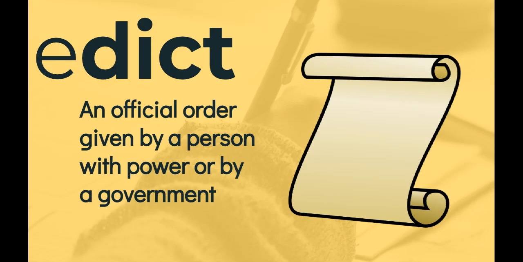Edict is an official order given by a person with power or by a government. So this is also known as a decree. So for an edict, you would be giving an order or like a rule, but the person giving it has to have power or be given by the government.